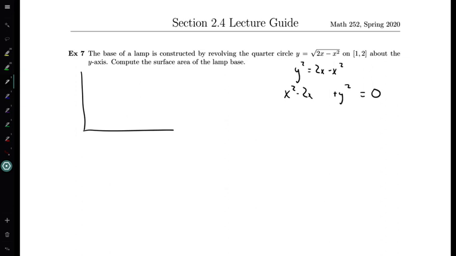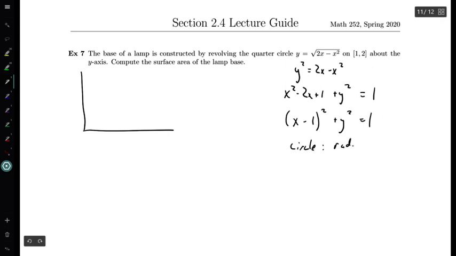So in order to do that, I recognize that these first two terms here, this x squared minus 2x, well, that's a square if there's a plus 1 there. So I'm going to add 1 to the left-hand side and 1 to the right-hand side. And then I can factor this as x minus 1 squared plus y squared equals 1. And now I know that this is a circle with radius 1 and center at the point (1, 0).